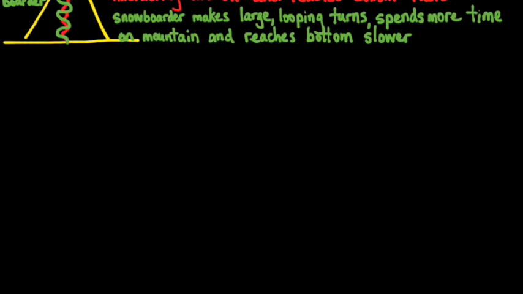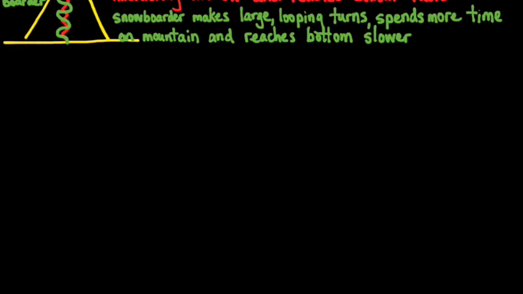You reach the bottom first, while your friend reaches the bottom more slowly. So how can we explain this? You, the skier, like to make sharp, quick turns, so you spend less time interacting with the snow, thus reaching the bottom faster. Your friend, however, likes to make large looping turns, so he or she spends more time on the mountain and reaches the bottom second.